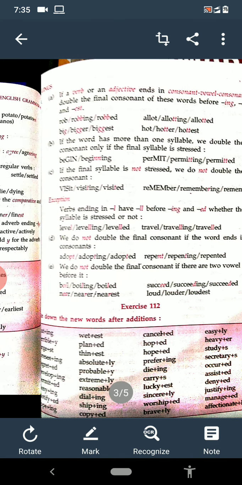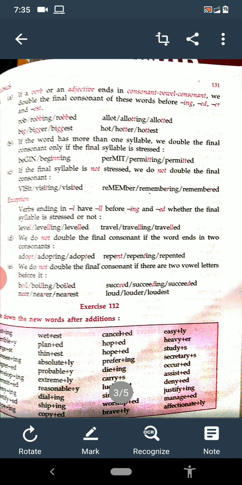Now come to the second page, next page. Many rules are there. Just as rob, robbing, robbed, allot, allotting, allotted, big, bigger, biggest, hot, hotter, hottest. If the word has more than one syllable, we double the final consonant only if the final syllable is stressed.